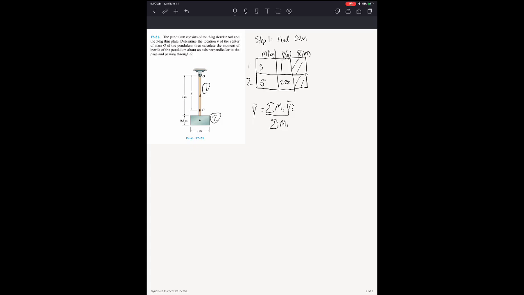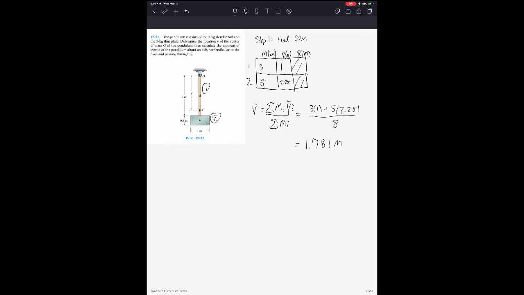Here we go. Center of mass. This is equal to 3 times 1 plus 5 times 2.25 divided by 8, which is equal to... Did I bring a calculator with me today? Yes, I did. Okay. 3 times 1 plus 5 times 2.25 divided by 8, which is the total mass, is 1.781 meters, measured from the top to the bottom.